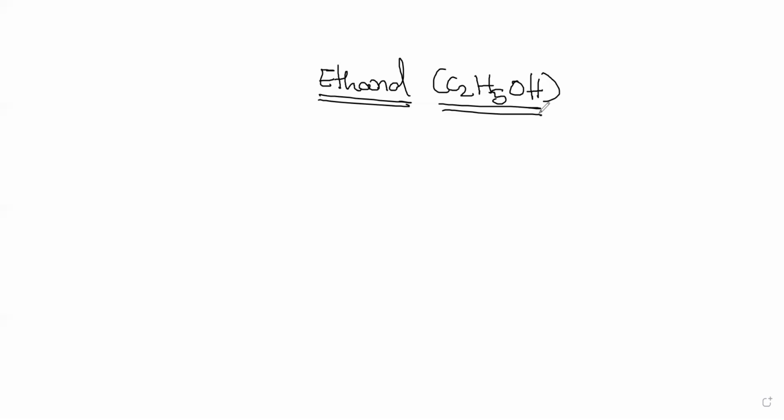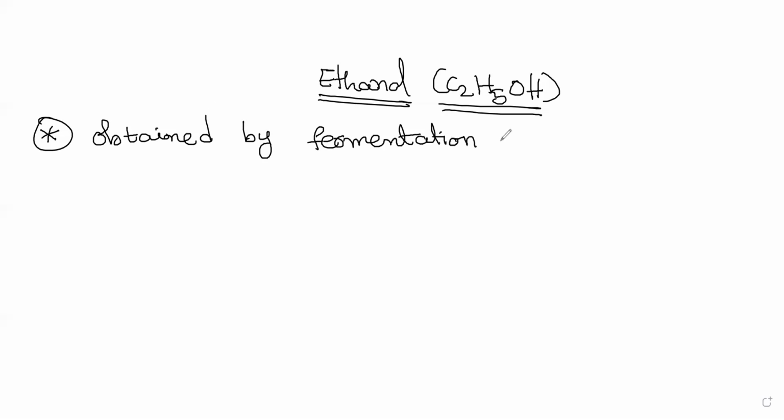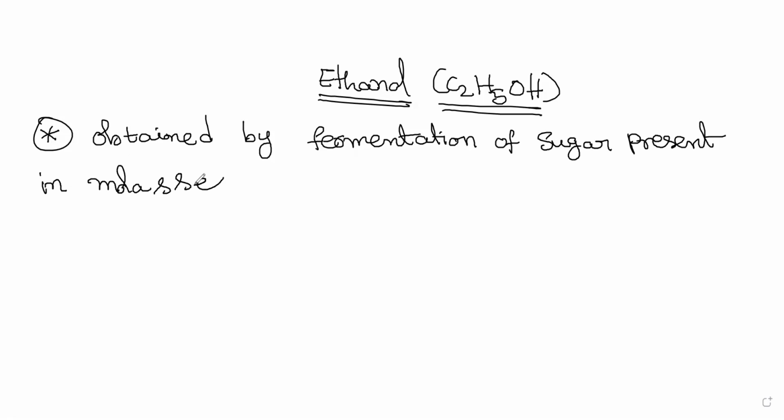So what do they do? It is obtained by fermentation of sugar present in molasses, sugar cane, and fruits like grapes. This is industrially important.